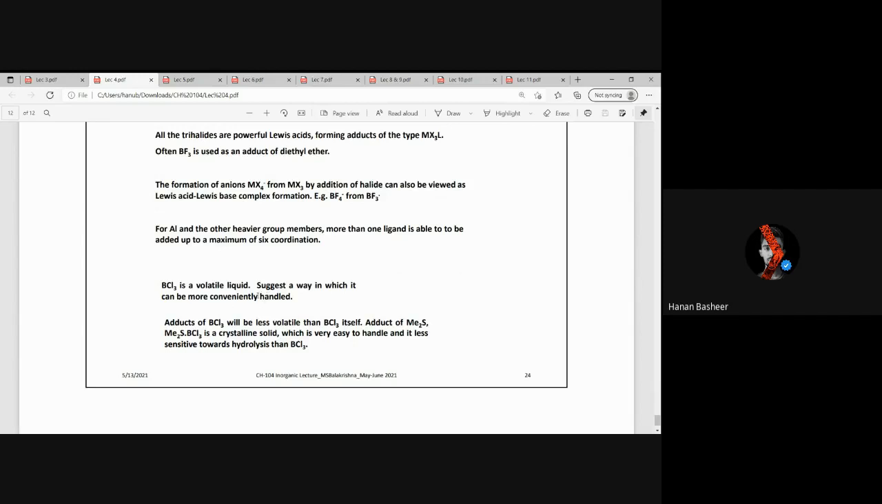So how to handle it? We can form an adduct of it which is less volatile, and then we can store it in the form of Me2S.BCl3, which is easy to handle and less sensitive towards hard bases.